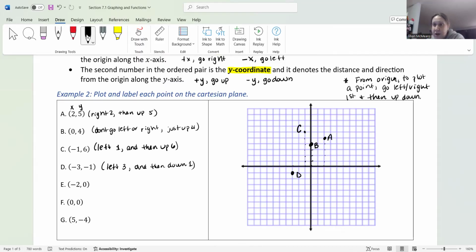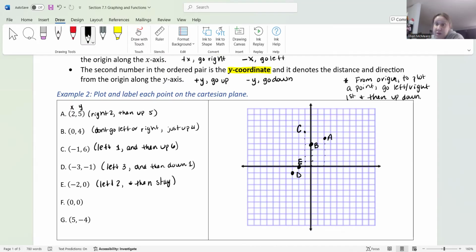Okay. Point E, we have (-2, 0). So at the origin, I want to go left 2, and then I just want to stay there. I'm not going to go up or down. So that would put me right here. Let me squeeze in an E. So I go left 2, and then stay. I don't go up or down. And let me write that correctly. And then stay. All right.